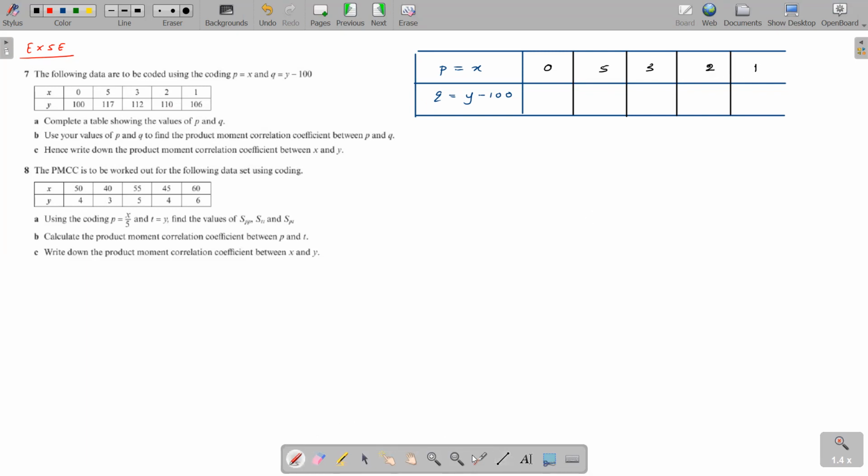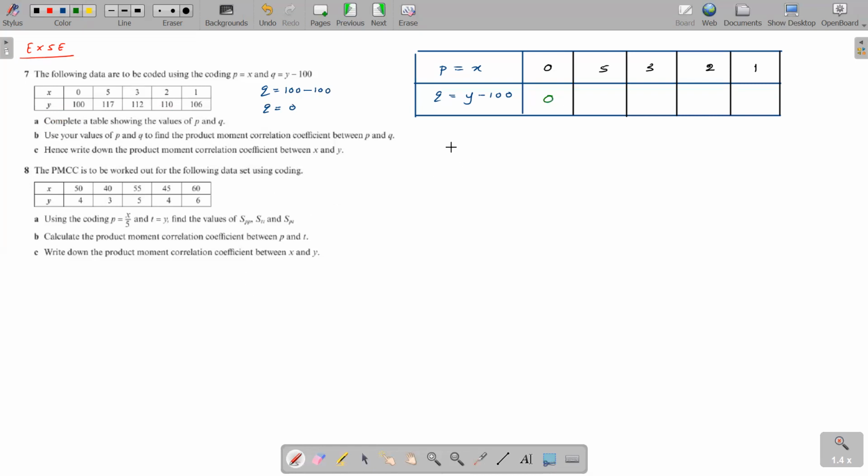Okay, and then the other one. Now here, when it comes to Q, you have to do some work. Why? Because for Q, you have to do Y minus 100. Can you see the Y value? The first Y value is 100. So you replace the Y here. Q equals the Y value 100 minus 100, which means Q is going to become 0. Can you all understand, guys? So the first value is Q equals 0.